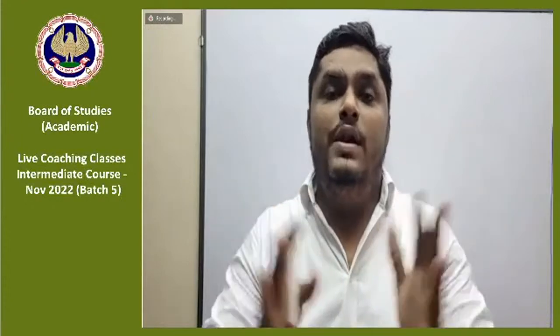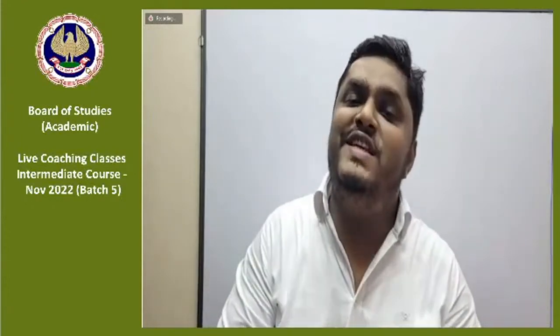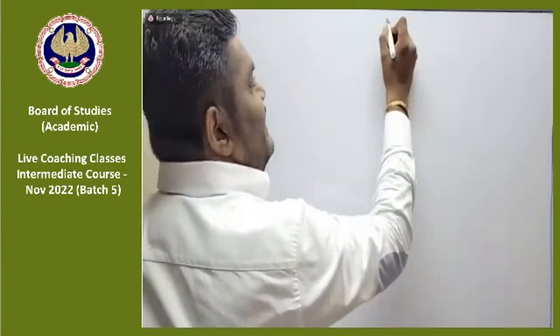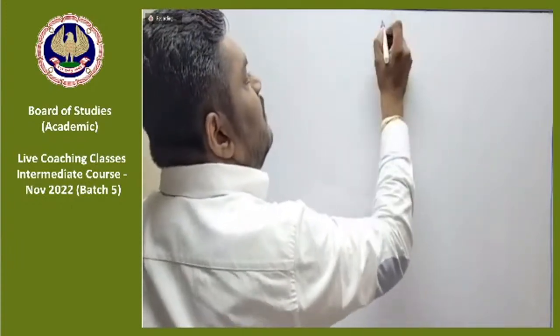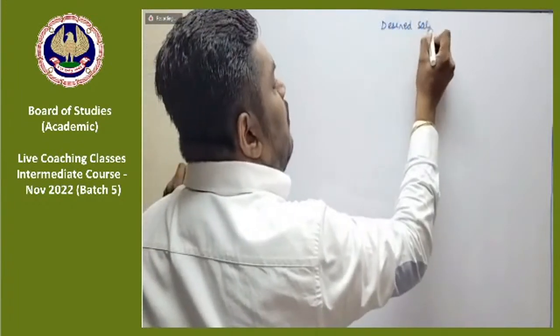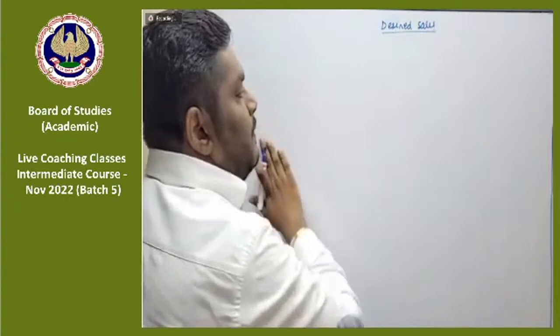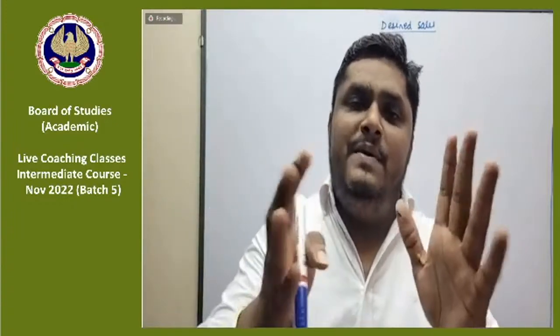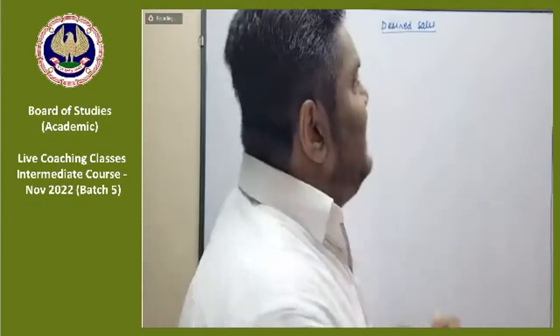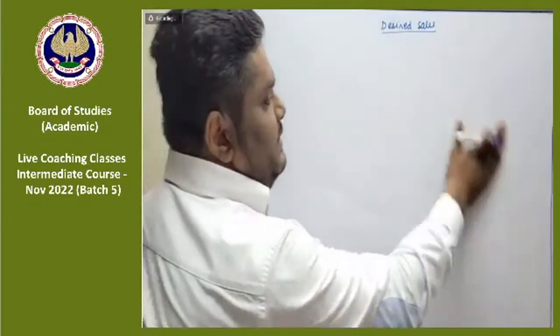So now I can assume that there are no doubts. So now let's proceed further with the next part of the chapter. That is my desired sales. Now the concept is similar to break-even sales. I assume that you'll be able to answer this part. So let's start with this part, that is desired sales.